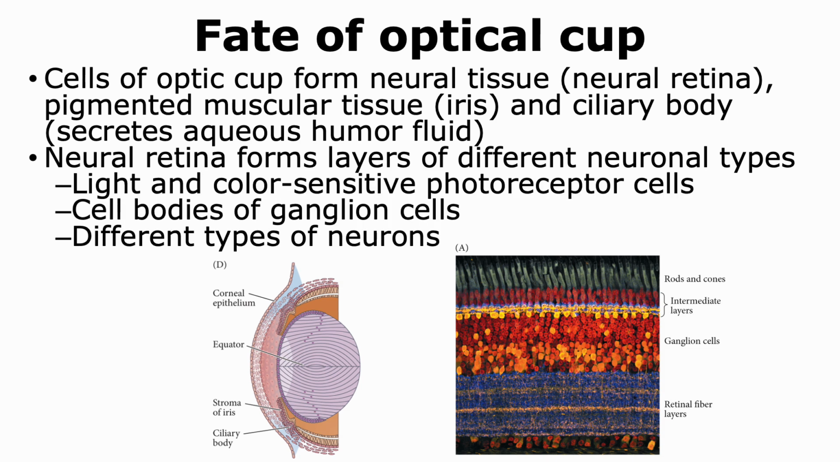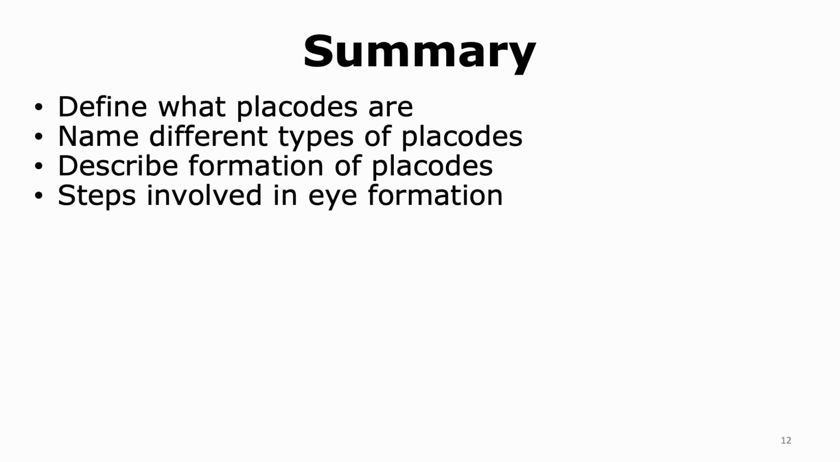The different cell types that are formed from the neural retina are the light and color sensitive photoreceptor cells. These include the rods and the cones. They also form the cell bodies of ganglion cells, as well as different types of neurons. Thus, we can see the formation of different types of cells from the optic cup. With this, we come to the end of what placodes are, and we looked at the different types of placodes as well as how eyes are formed.